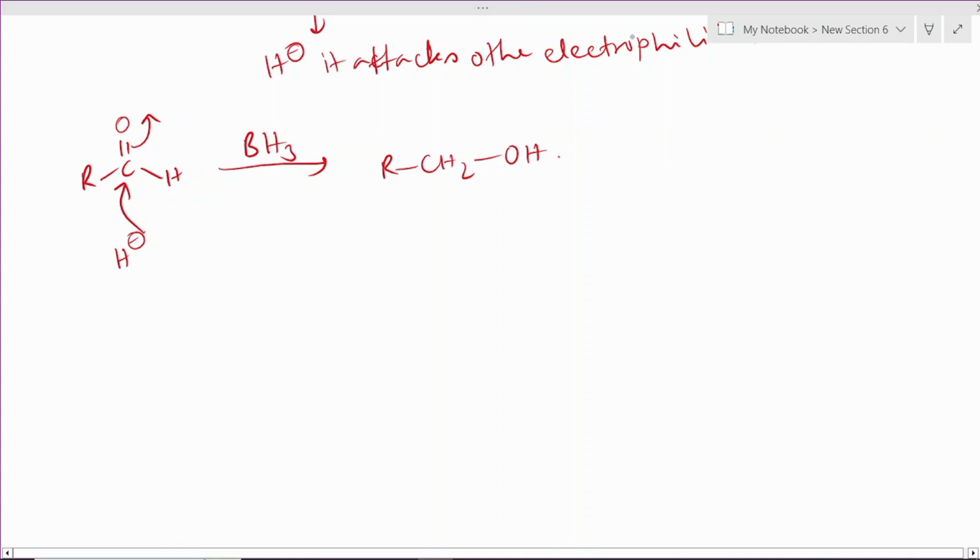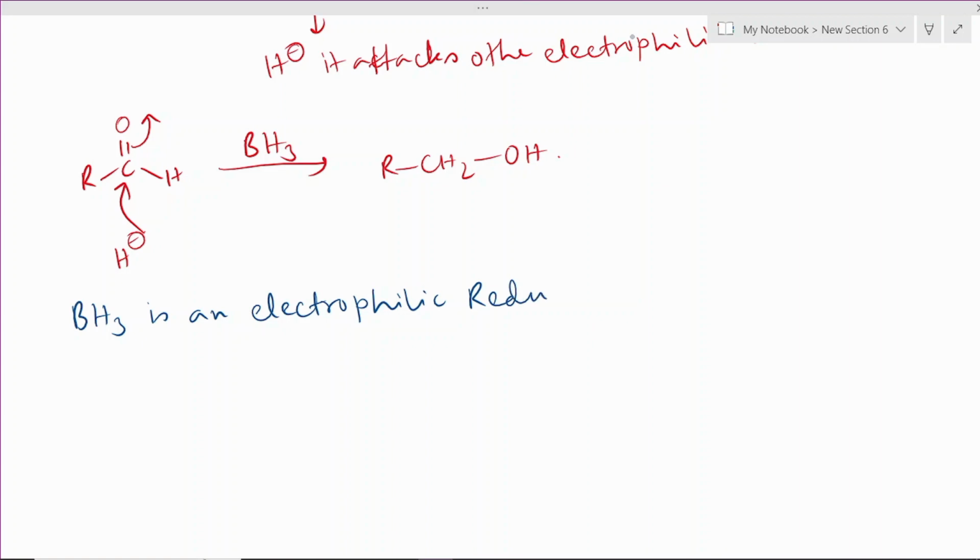Thus we can say that BH3 is an electrophilic reducing agent. This is very, very important.